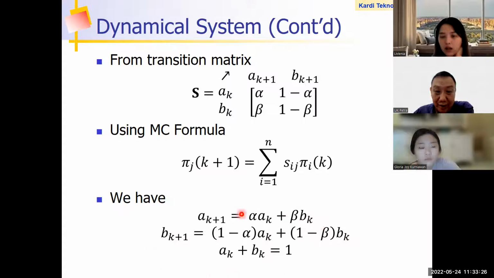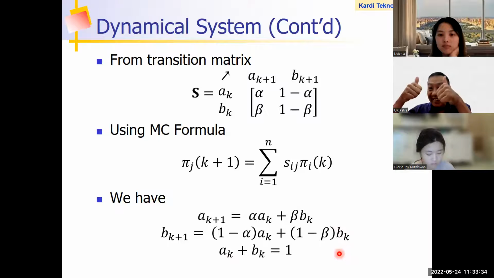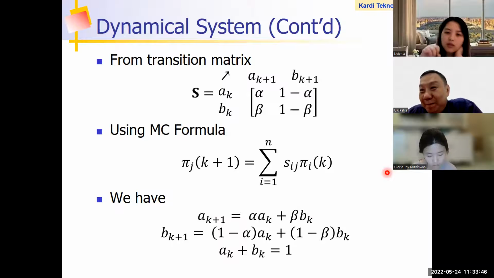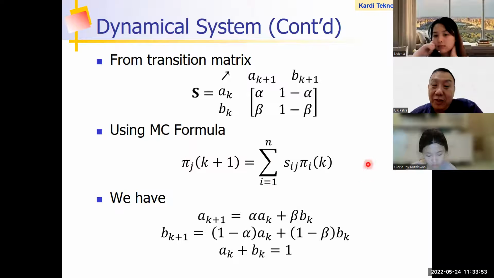Okay, so the next question. Oh, now I have of course A_k plus B_k, this must be 1. So I have 3 equations. Clear? So if you have this stochastic matrix, or transition matrix, you can always create the difference equation. How? Use the MC formula, the Markov chain formula.